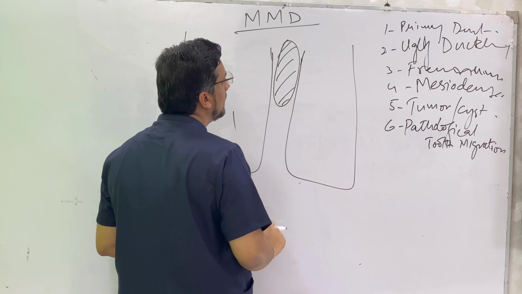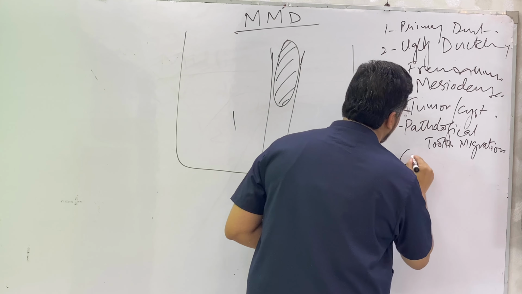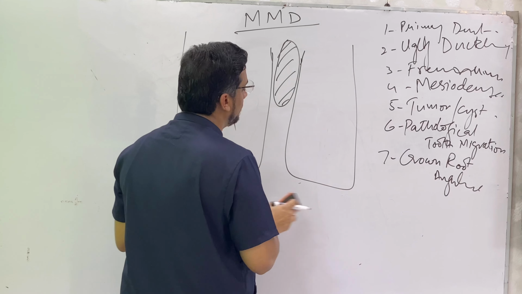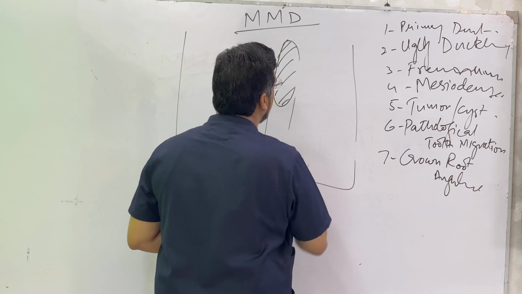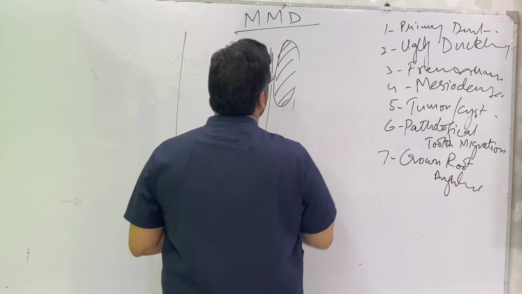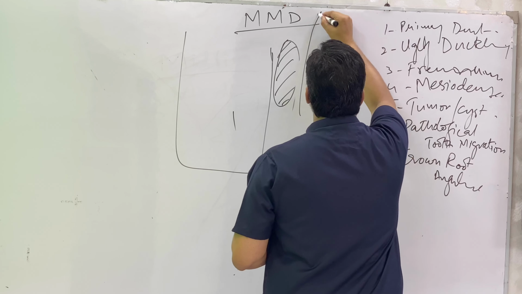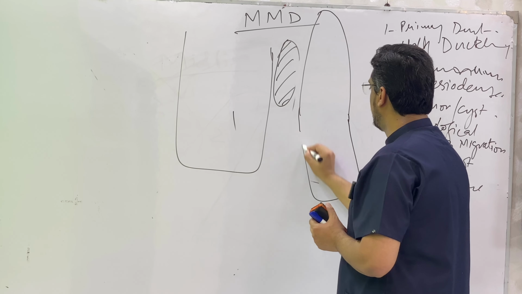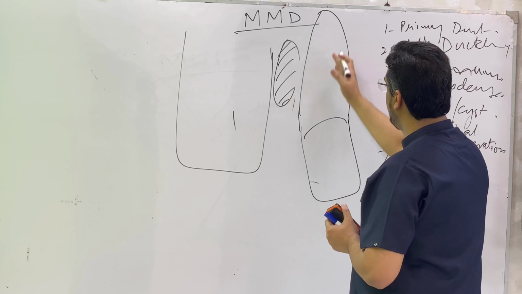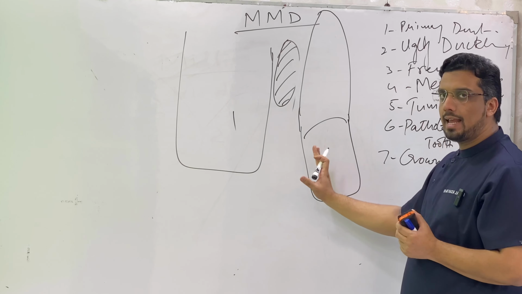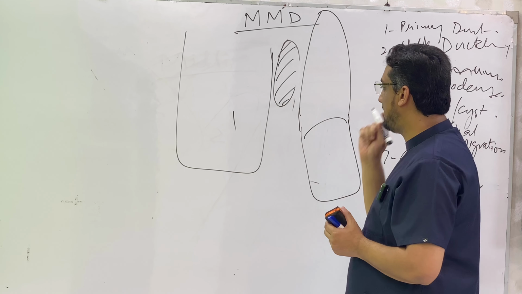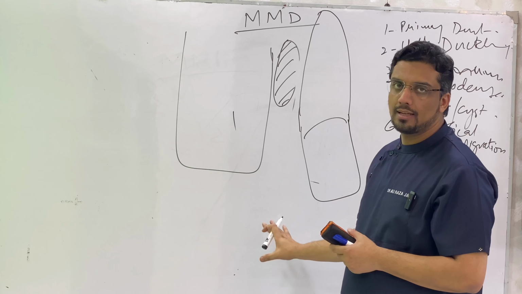Another reason could be the crown root angulation. This is a rare condition. If there is a divergence or abnormal inclination or angulation of the root and the crown, just like this is the root and this is the crown, and if the crown is abnormally angulated with reference to the root, then this may create a gap between the central incisors.